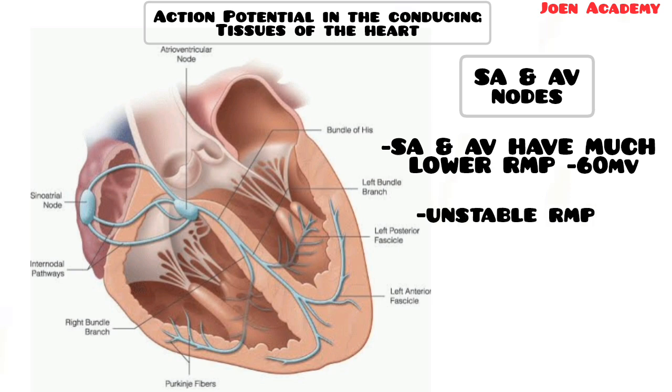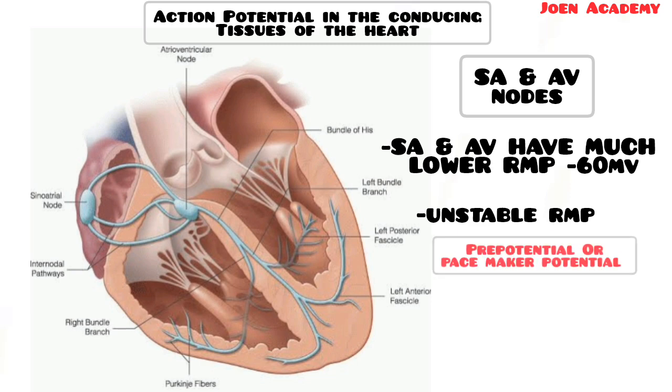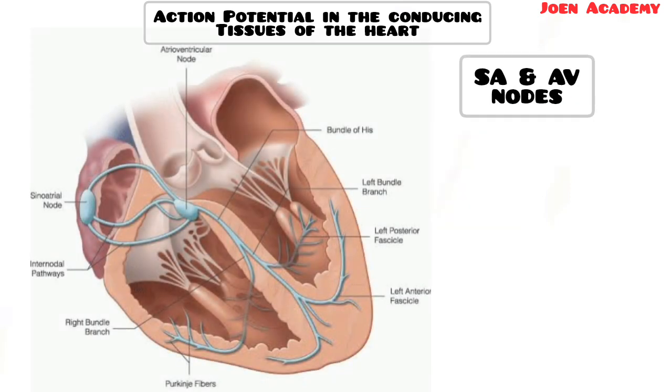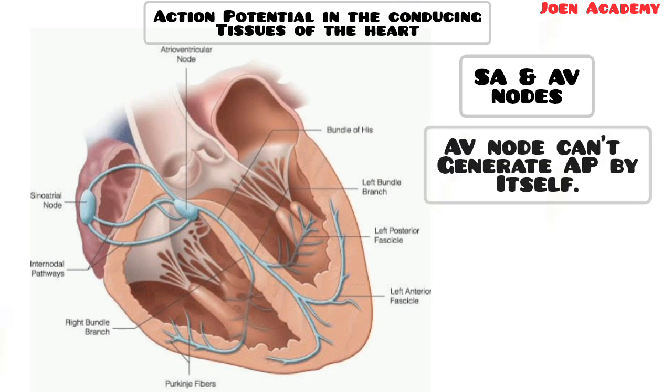Also, the resting membrane potential is unstable, and the reason for this instability in the AV node and SA node is that the membrane spontaneously depolarizes and then triggers off an action potential. This slow spontaneous depolarization is known as prepotential or pacemaker potential, and it is caused by entry of calcium ions into the channels due to the opening of the transient calcium ion channels. The faster generation of action potentials from the SA node depolarizes the atrium, including the AV node. Therefore, the AV node on its own cannot generate action potentials.